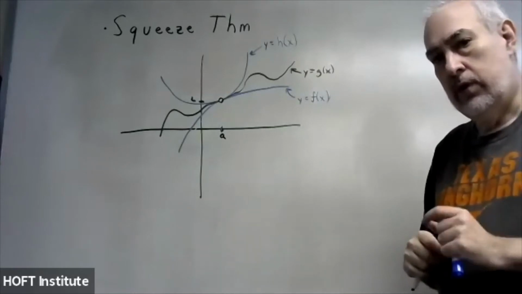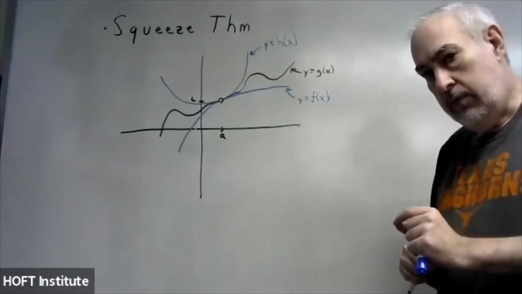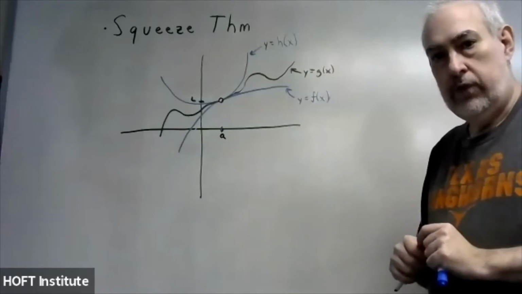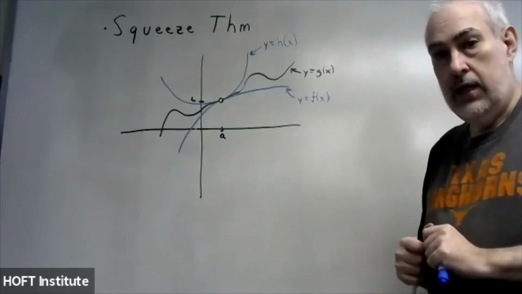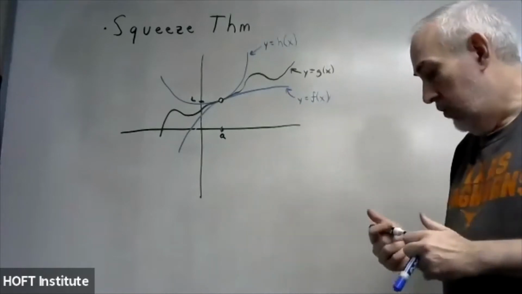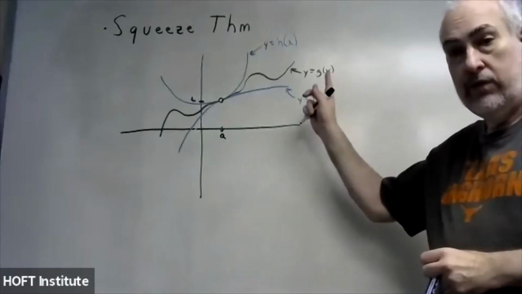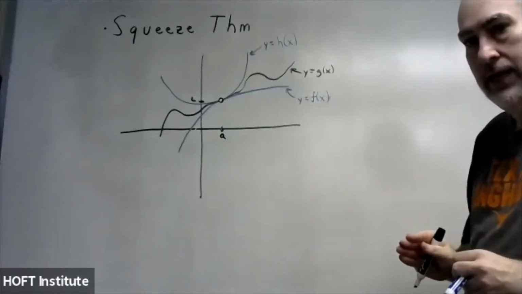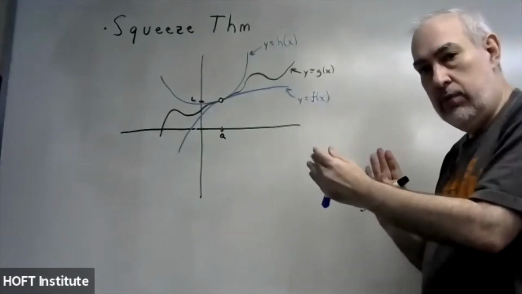Also, remember that for limits, the value of the limit is independent of the value at that point. So at x equals a, anything can be going on. All three points can be missing. We could have one of the points existing and the other two don't. It doesn't matter what's happening at a, only in a small neighborhood around a.